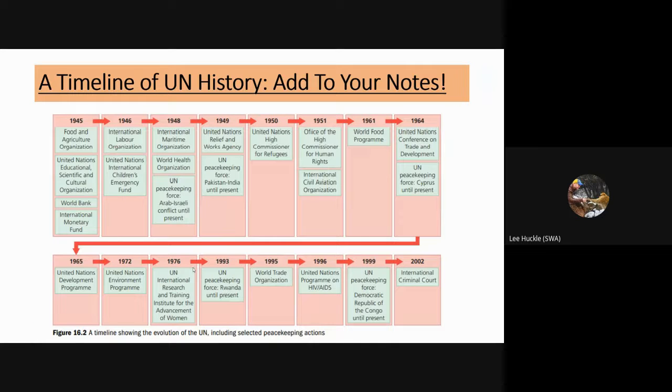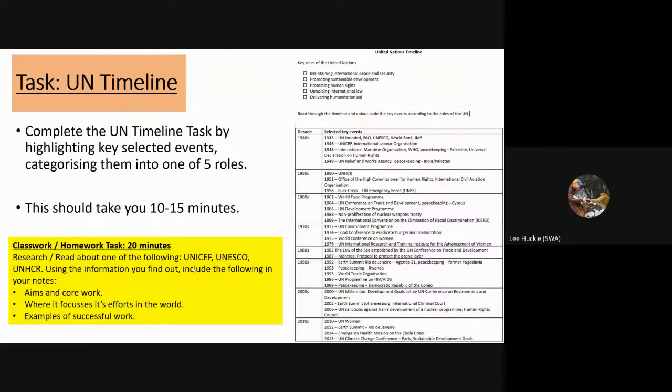You then created a timeline of the United Nations history from when it started after the Second World War right up to the 2000s, if you like, a timeline showing how the UN has evolved over time. And that would have been your final task for that lesson. It took you 20 minutes to 30 minutes.